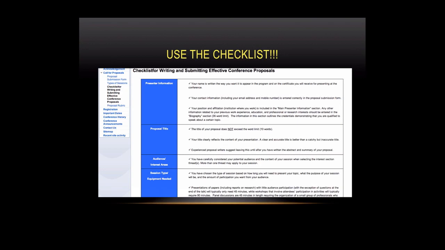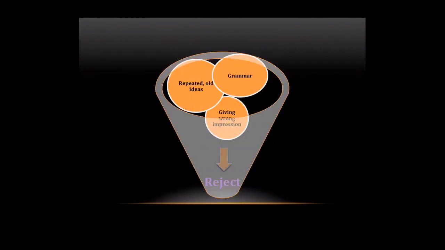When your proposal is ready, a final step is to use the checklist for writing and submitting effective conference proposals that can be found under the call for proposals. This goes over each element of your proposal so you can have that final check. Those proposals that get rejected tend to have repeated old ideas. They give the wrong impression of what would actually be happening in your session, and they have poor grammar or other language problems.